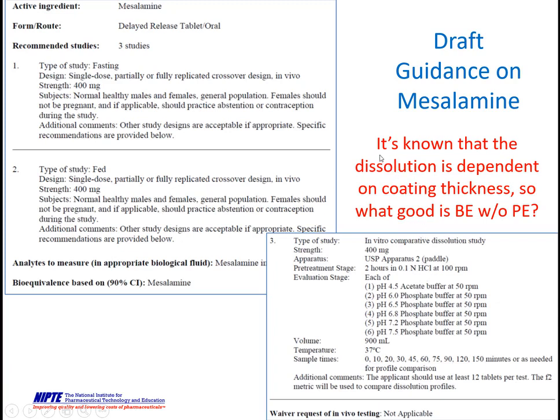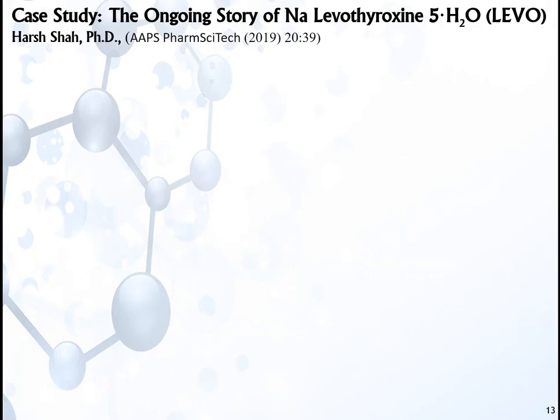And it just comes back to this idea that it's known that the dissolution is dependent on coating thickness. So what good is bioequivalence if you don't know what the pharmaceutical equivalence is? If you don't know what the variability in the coating thickness is, it's very hard to put a lot of confidence in a relatively small bioequivalence study, as most of us are familiar with. And the last example is sodium levothyroxine, and there's been a lot of work on this.